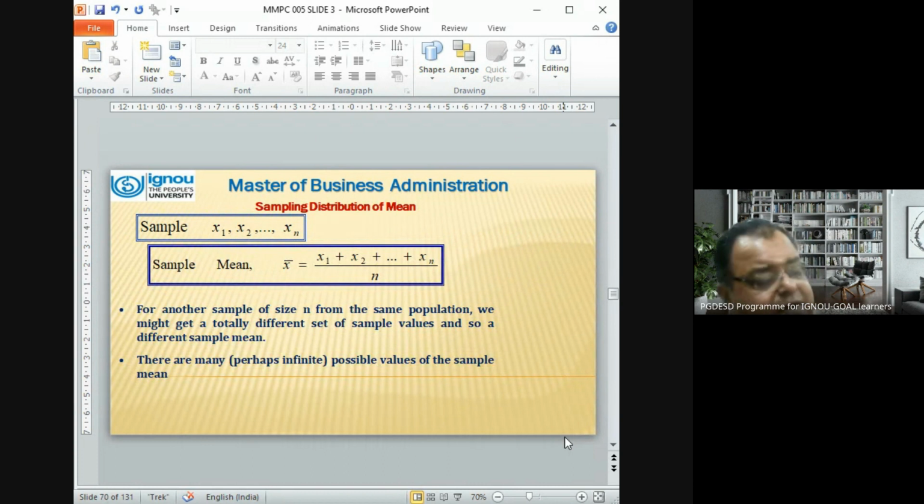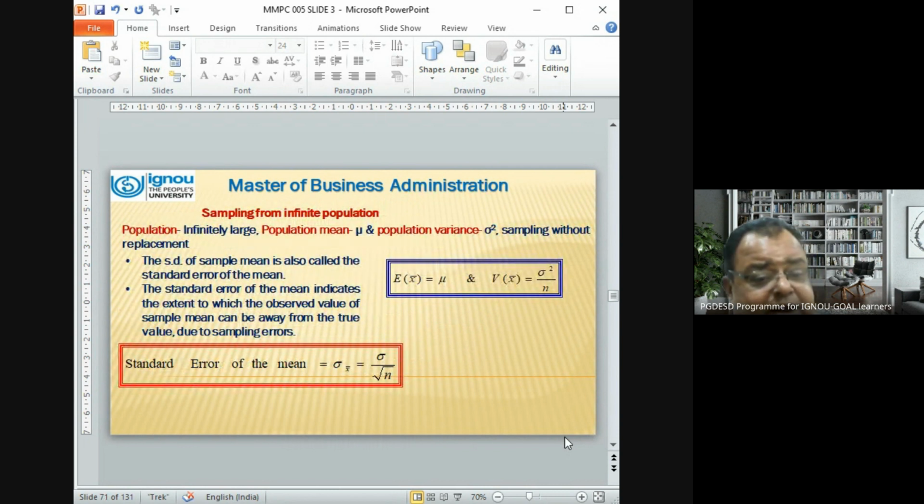the sample is x1 till xn. Your sample mean will be the summation of all the terms divided by the number of terms. This is the basic. From another sample of size n from the same population, we might get a totally different set of sample values and so a different sample. There are many, perhaps infinite, possible values of the sample mean.